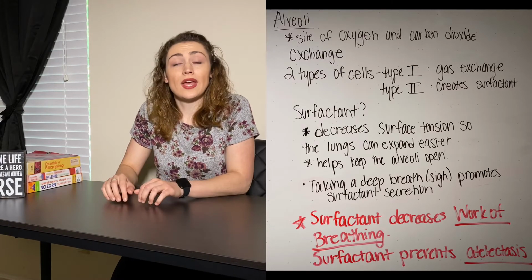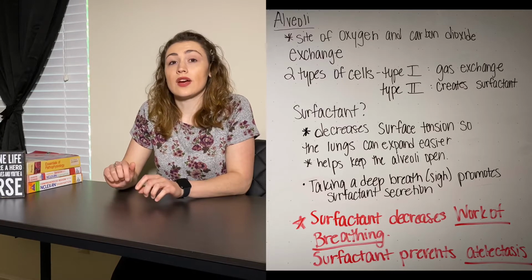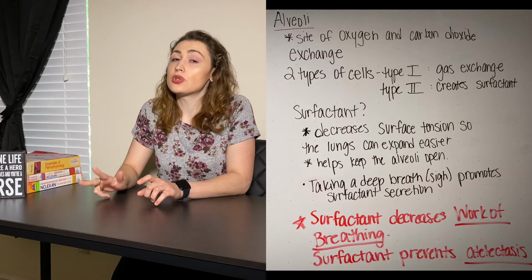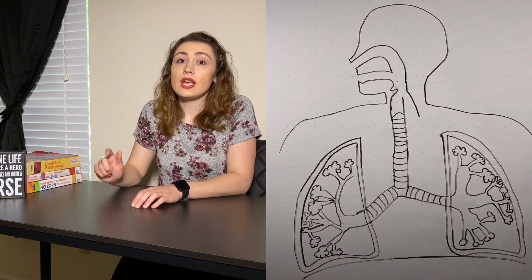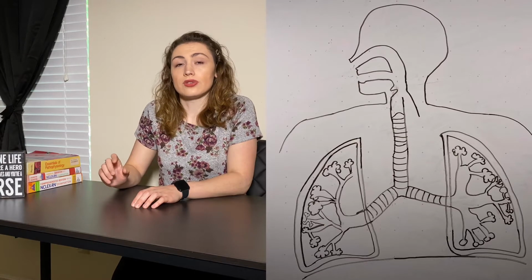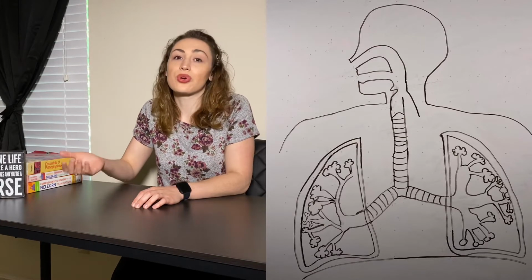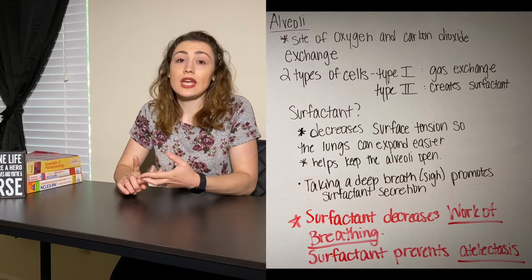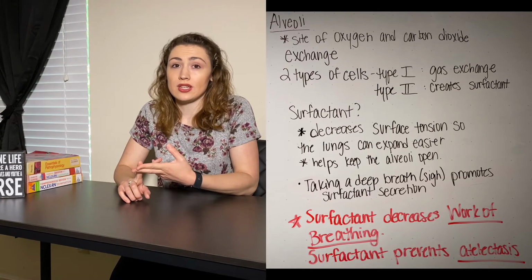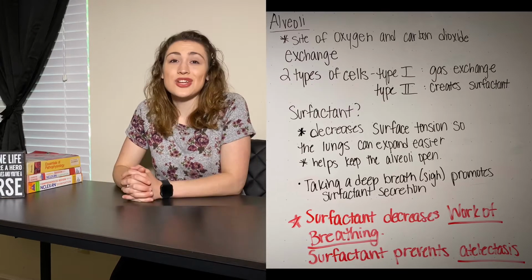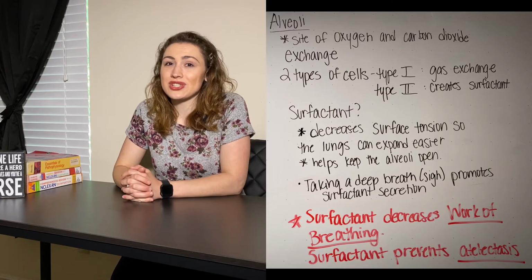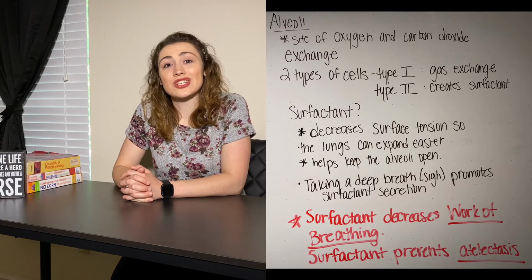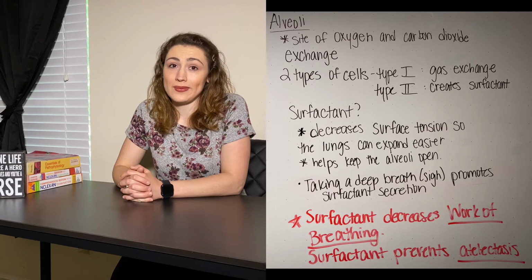The alveoli have two types of cells. They have type 1 cells and they have type 2 cells. Now, really quick, in this picture, the alveoli are those things that look like cauliflower or grapes. Type 1 cells are responsible for gas exchange, and type 2 cells create surfactant. What is surfactant? Surfactant is a product that decreases surface tension, so the alveoli can expand more easily. Surfactant also decreases the amount of pressure needed to inflate the alveoli.